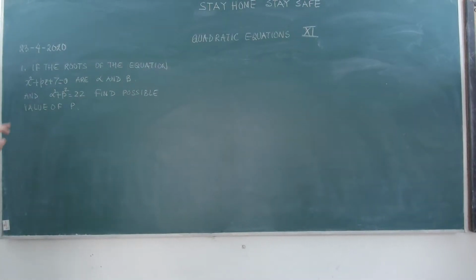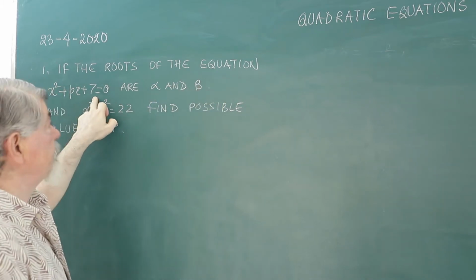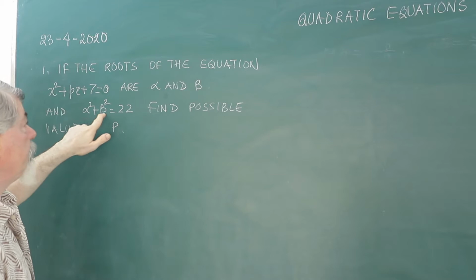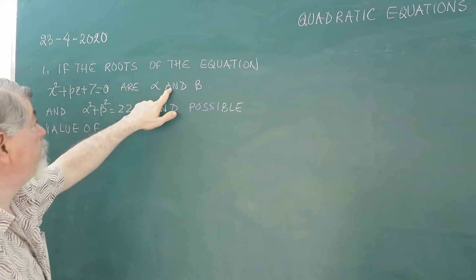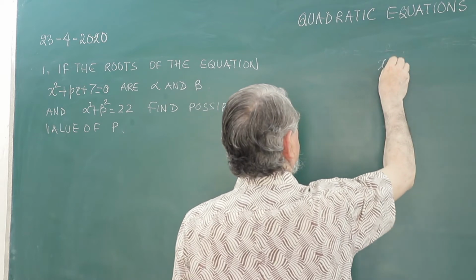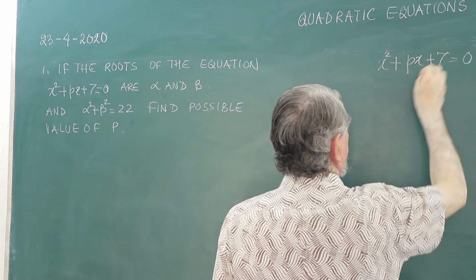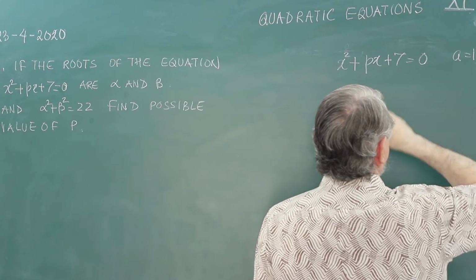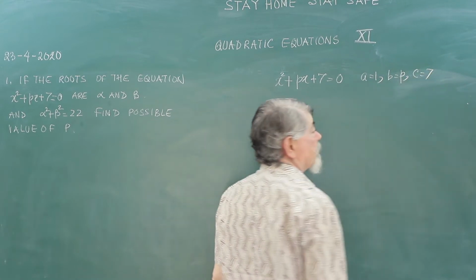Okay, the next question is, if the roots of the equation x square plus px plus 7 is equal to 0 are alpha and beta, and it is given alpha square plus beta square is equal to 22, find possible values of p. The equation is given as x square plus px plus 7 is equal to 0. So again, a is 1 here, the coefficient of x square is 1, b is p, the coefficient of x, and c is 7.